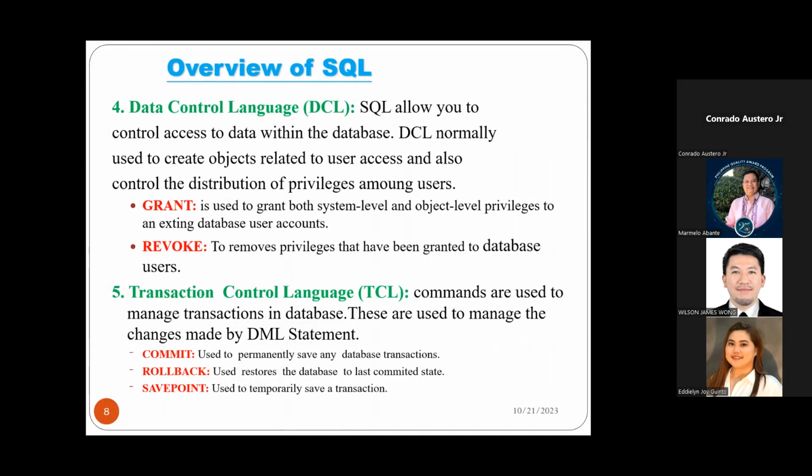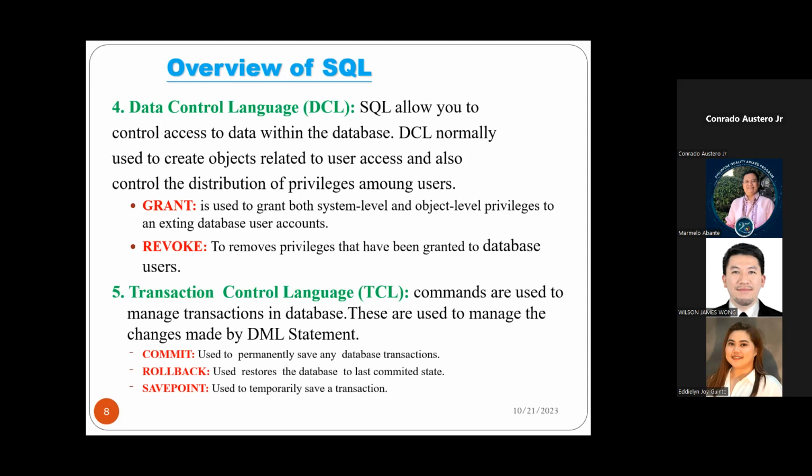DCL, or data control language, in SQL allows you to control access to data within the database. DCL is normally used to create objects related to user access and also control the distribution of privileges among users. Example functions are GRANT, which is used to grant both system level and object level privileges to an existing database user account. Another function is REVOKE, to remove privileges that have been granted to database users.